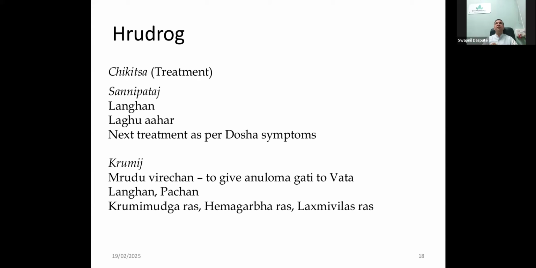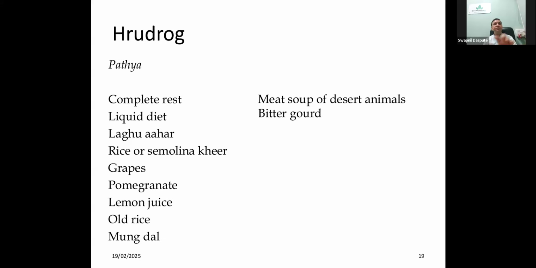Gold preparations are very good for nourishing the heart. Hence, you will see gold preparations in all the treatment related to the heart. Okay, so it will rejuvenate the heart muscles and give strength to the heart muscles. Suvarna Bhasma. Hemagarbha Rasa is a gold preparation. Lakshmi Vilas Rasa also is a gold and silver bhasma preparation, which should be given in Krumija type of Rudroga.